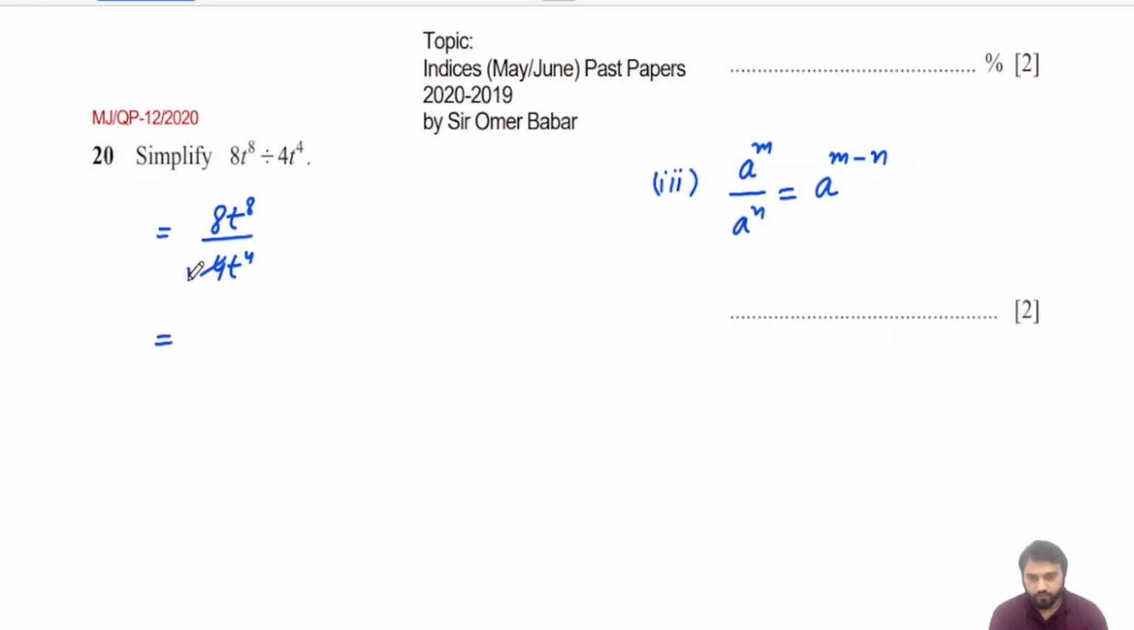So 4 one time and 4 two times 8. Here we have 2 t raised to power 8 over t raised to power 4. Now after that, 2 remains the same. We apply the index rule here. So 1 time t and 8 minus 4. We will get 2t raised to power 4. This is our answer.